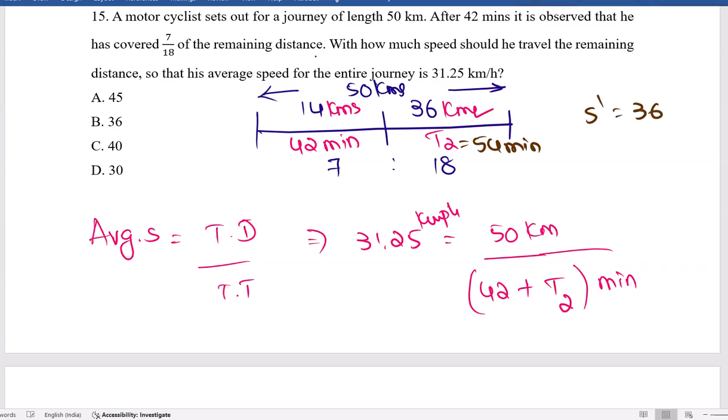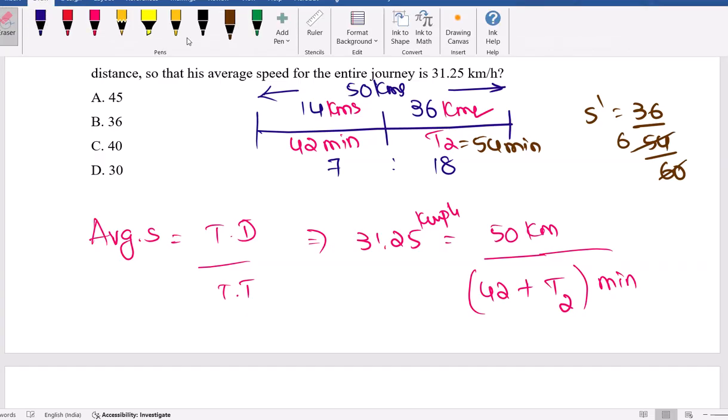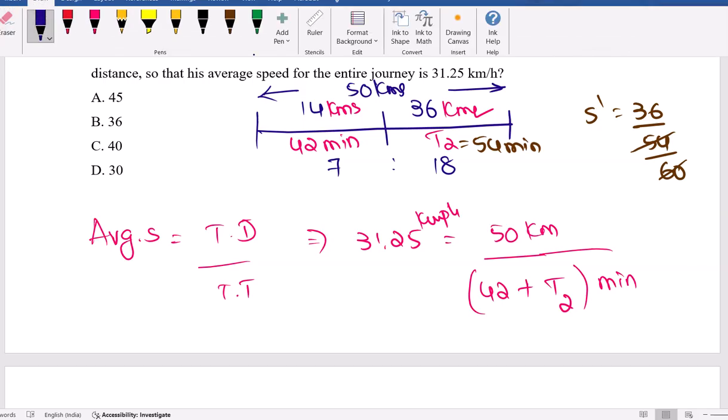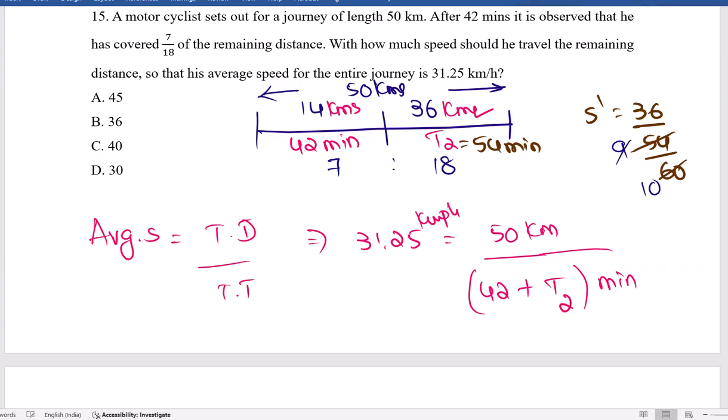Distance 36, timing 54 minutes means 54 divided by 60. 9, 6 times 9. It cannot be cancelled by 9. We can go for 6. 6 9 times, 6 10 times. 9 ones, 9 fours. This 4 into 10. 40 kilometer per hour is the speed.